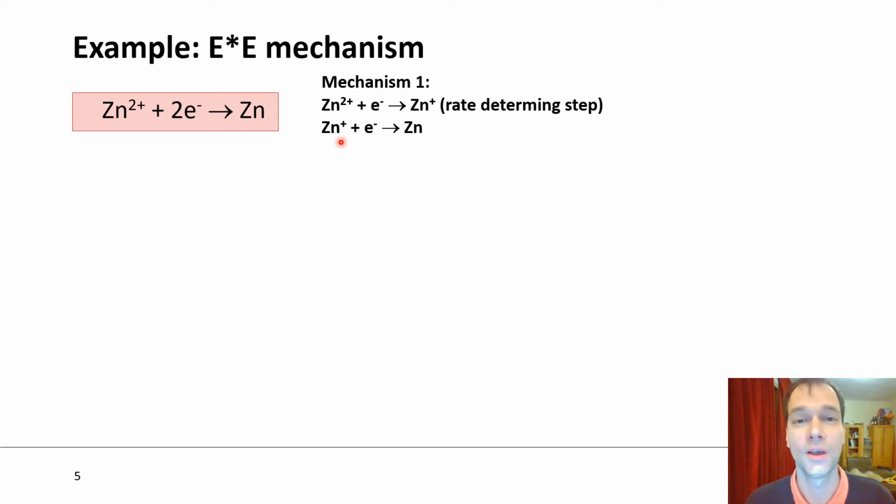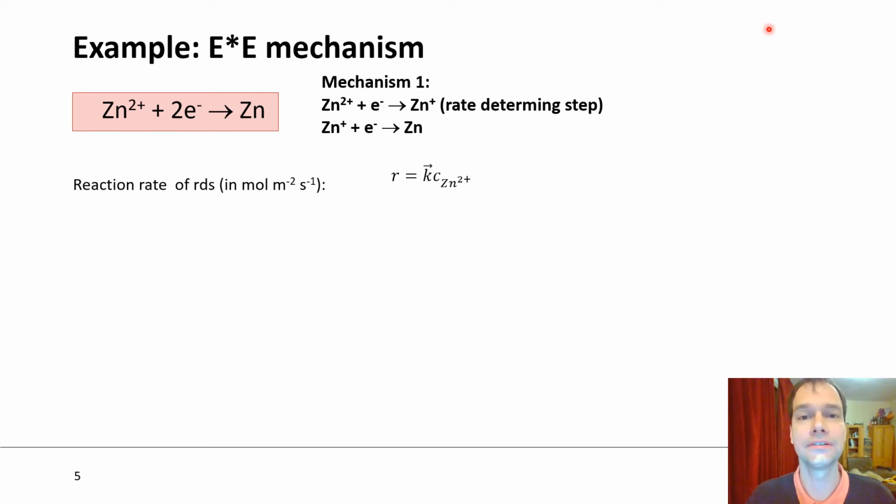Now the question is, which one is the rate determining step? On this slide we will assume that the rate determining step is the first step, namely the reduction of Zn2+ to Zn+. Now, what does that mean in terms of equations? The rate determining step, as we can see here, is this first reaction. So we need the rate constant of that reaction multiplied by the concentration of Zn2+, because we're looking at the first reaction.